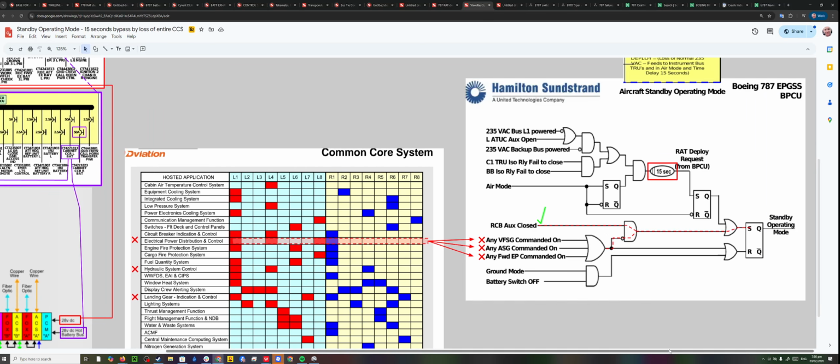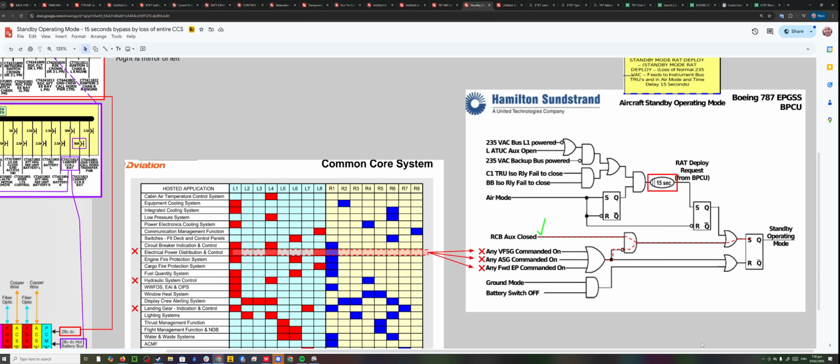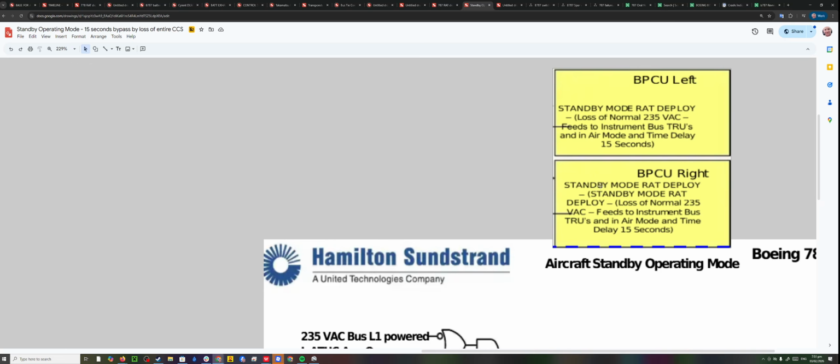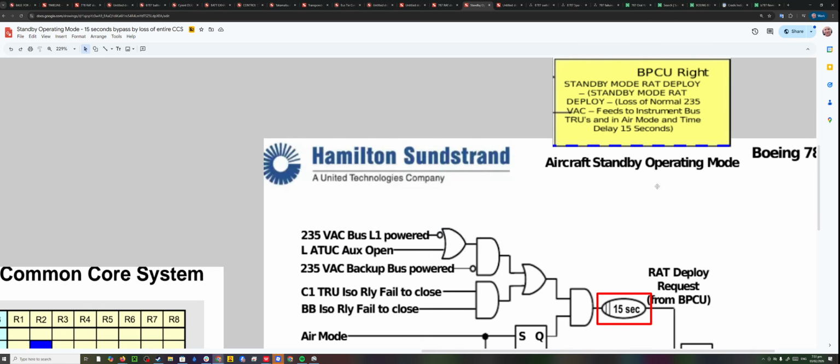So here is from Hamilton Sundstrand. This is the company that designed and manufactured the ram air turbine and the entire power distribution system for the 787, and this is the document about it. Electrical power generation system. Aircraft standby operating mode, which is, if you can read up above from the same document, bus power control unit, standby mode rack deploy. Okay, that's what it is.